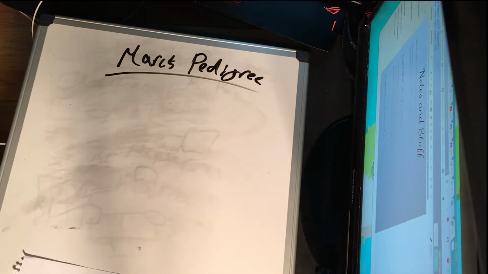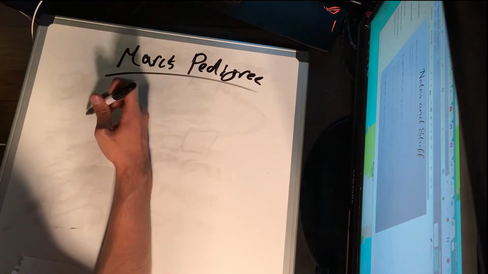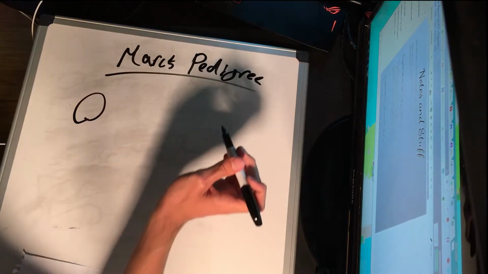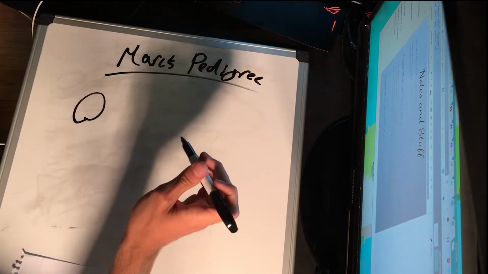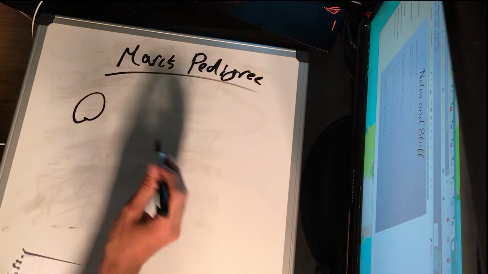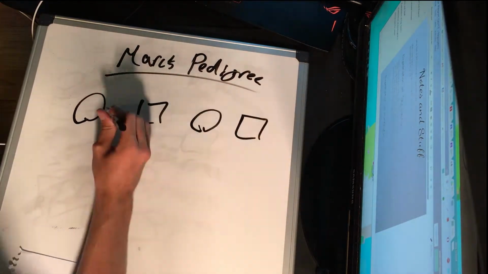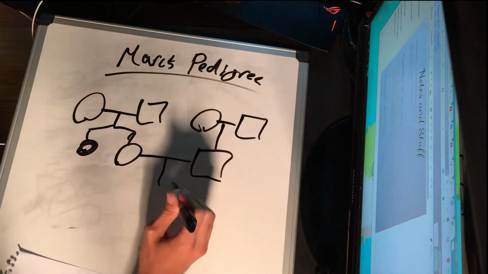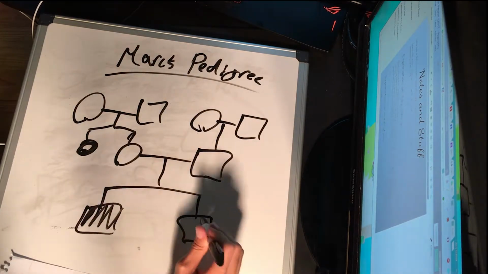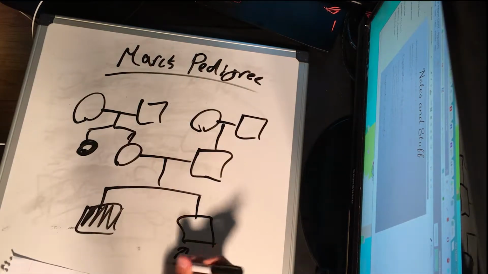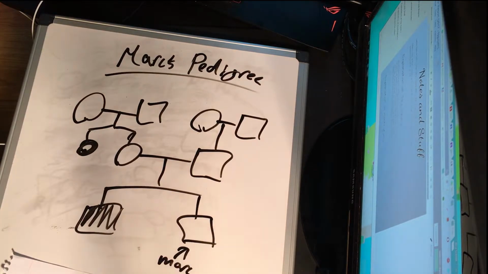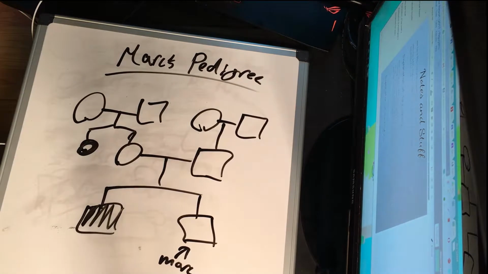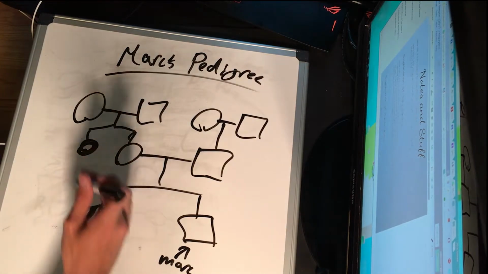So Mark gave us a little bit more info. He showed us his grandparents. Well, like a lot more of his grandparents, I guess. So that's Mark. So based off the information he gave us, this is all we know.